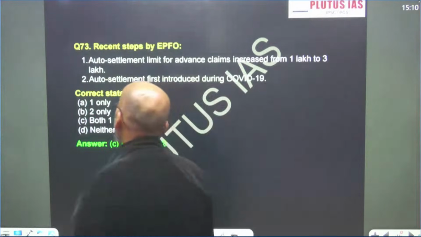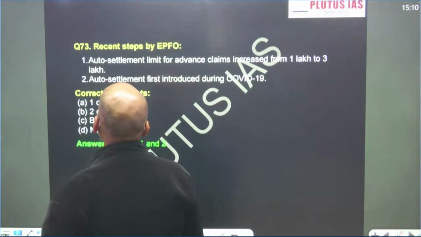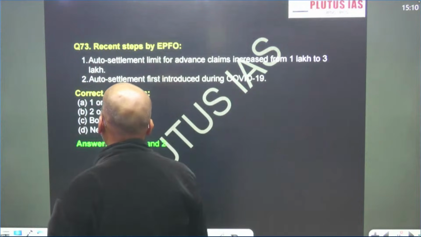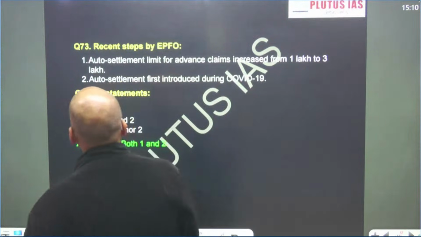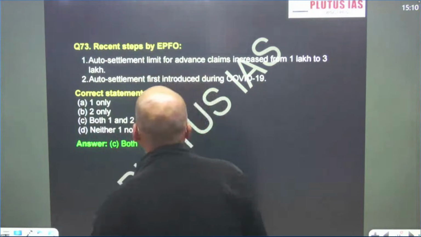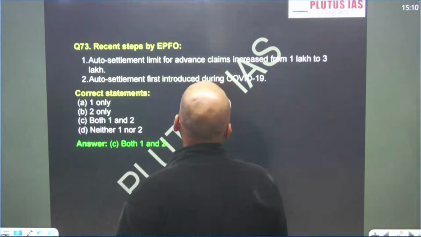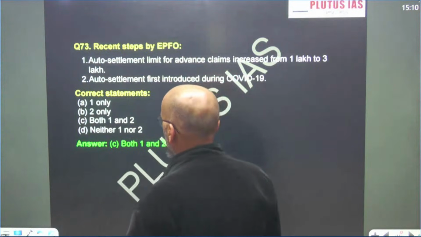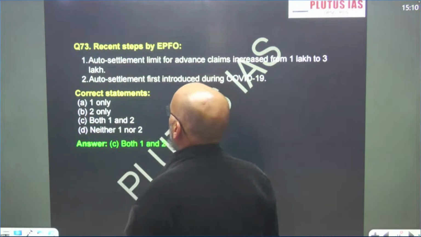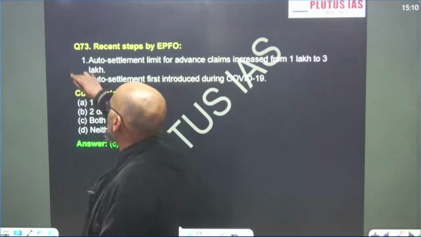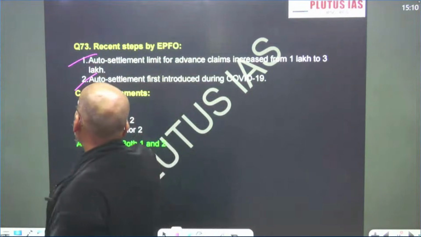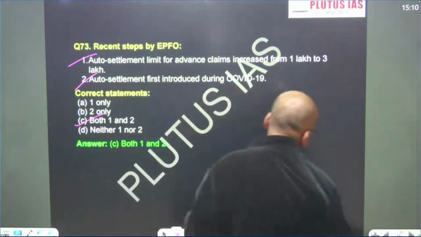Question 73. Recent steps by EPFO. Two statements are again given. Auto settlement limit for advance claims increased from 1 lakh to 3 lakh. Statement 2, auto settlement first introduced during COVID-19. Both are correct. So option C is correct, both 1 and 2.